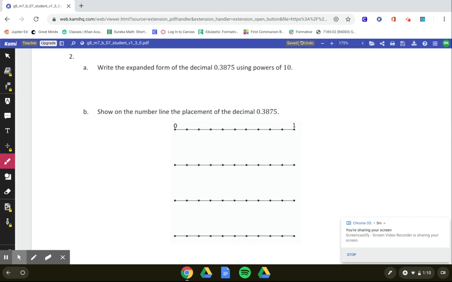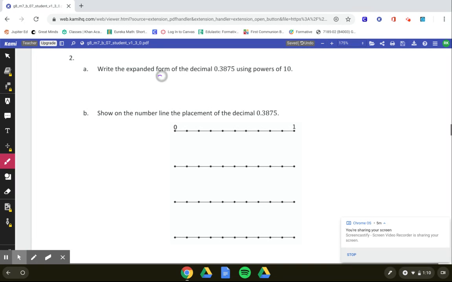Number 2 works about the same way. We write an expanded form. We have 3 over 10, because it's the tenths place, plus 8 over 10 squared, plus 7 over 10 to the third, plus 5 over 10 to the fourth. And then we can find these numbers. We know that 0.3 lies between 0 and 1. It's right here, 0.3, and that's our lower boundary, and 0.4 is our upper boundary.